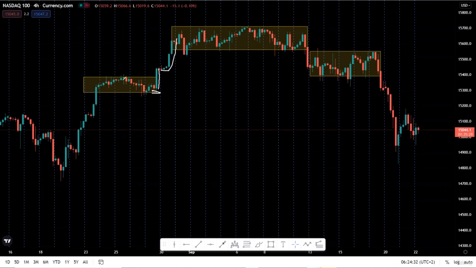Remember that. So here, look at this. The structure was already broken, the market went up. The next day, the market just rose and went up.